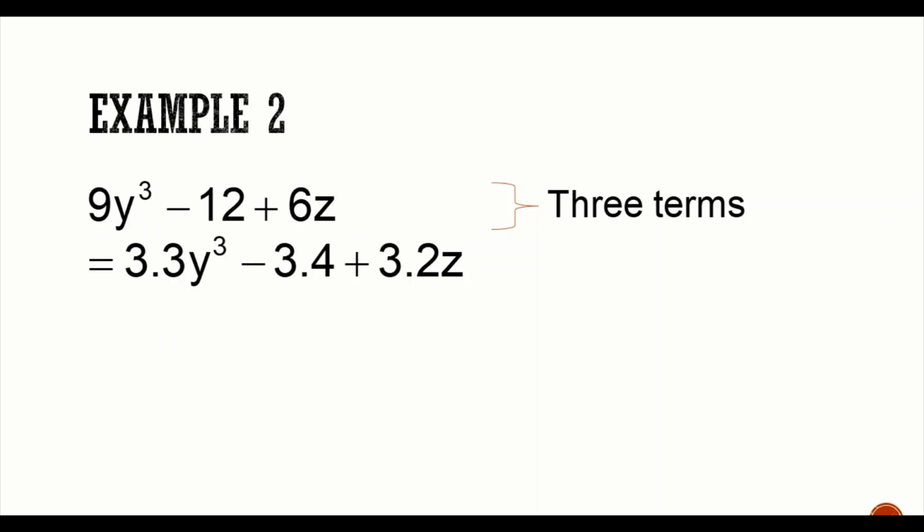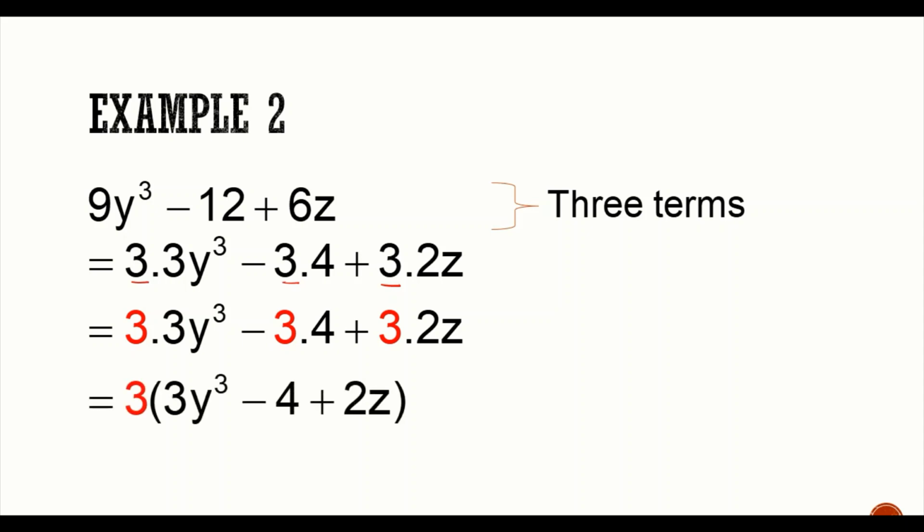So if you think about this, 9 can be written as 3 times 3. 12 can be written as 3 multiplied by 4. And 6 can be written as 3 multiplied by 2. So what you can actually notice is that in all these three terms, you have something common, and that is 3. So that is a common factor. So you don't have to write that step, but it's there to show you that you have something common.